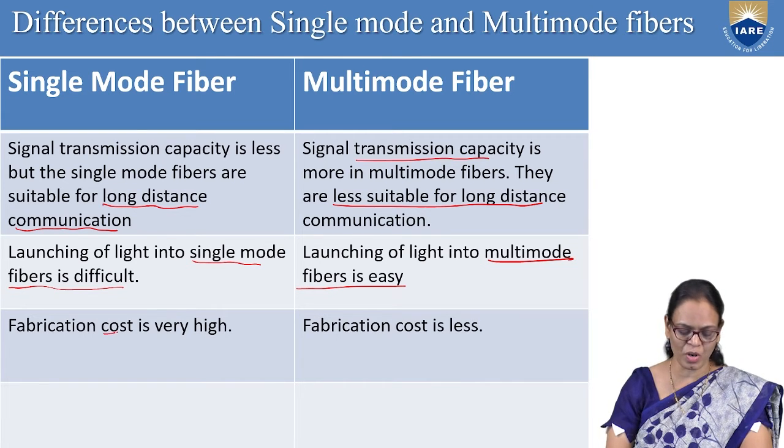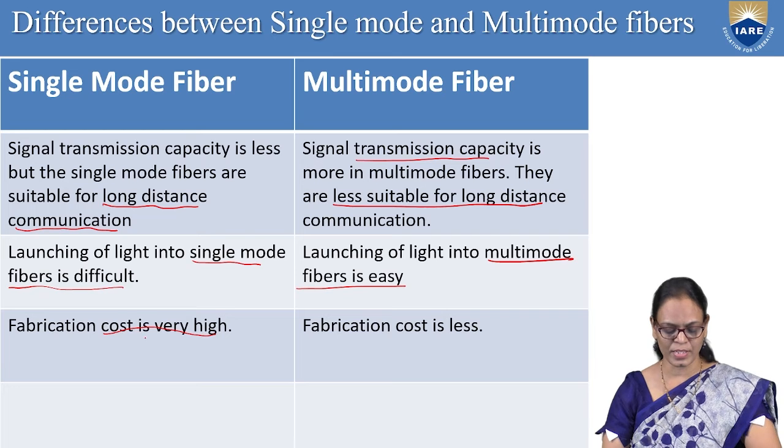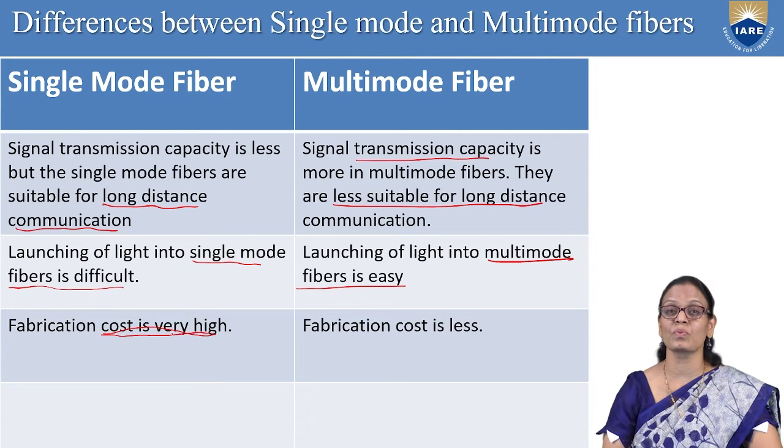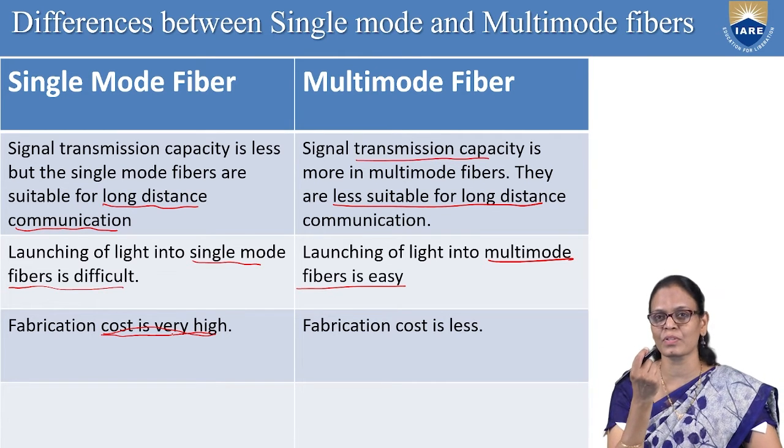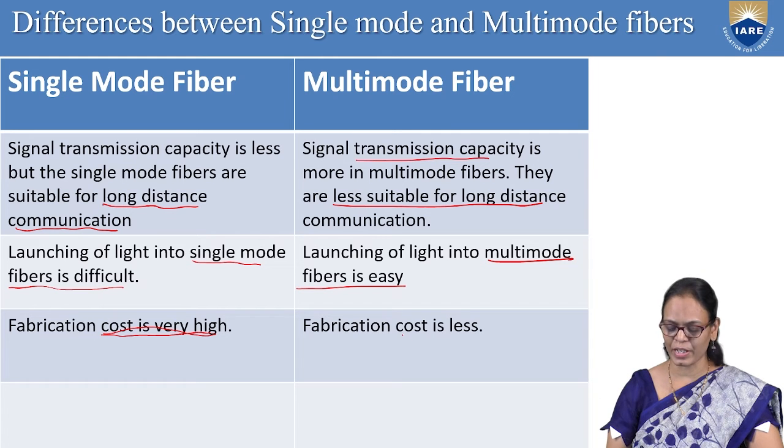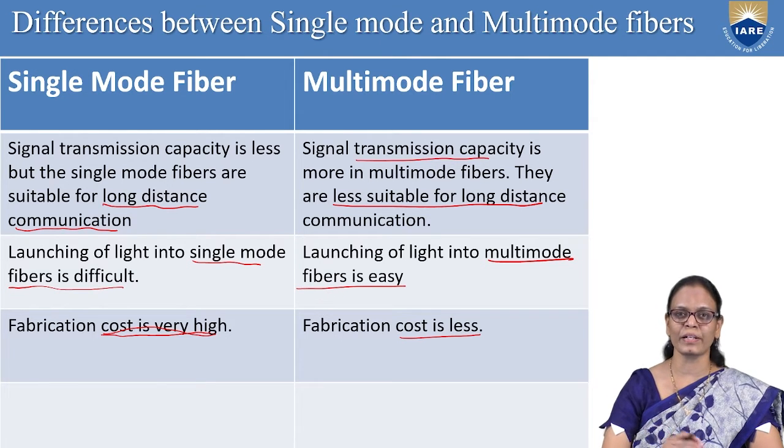Then fabrication cost is very high. Why is it high? Because we need to get very fine diameters of the core, and here the fabrication cost is less. So I hope all the points with regard to the single mode and multimode fibers, and the characteristics as well as the advantages, are done in a comparative study.